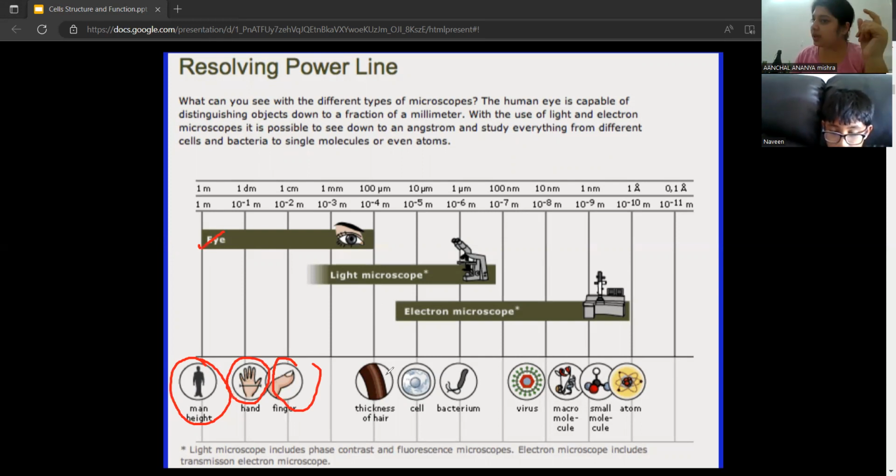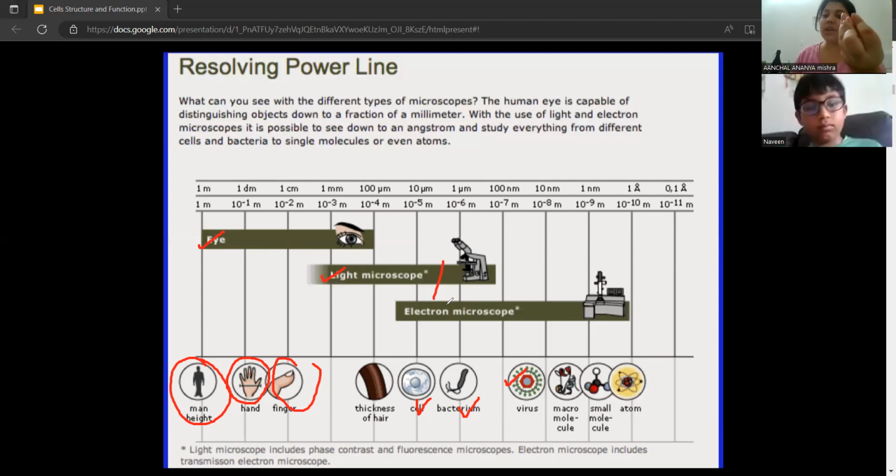Now what about the microscope? Can you see the thickness of your hair with your eyes? No, right? So for that we will use the microscope. What about the cell? We cannot see a cell with our eyes, so we will use a microscope for that. The same goes for bacteria also. Now what about viruses? We cannot use the same microscope to magnify all the organisms. For hair, for cells, for bacteria which have larger cells, we use a light microscope or compound microscope. But there is something called an electron microscope also, that is used to see even smaller organisms, right? Like atoms.